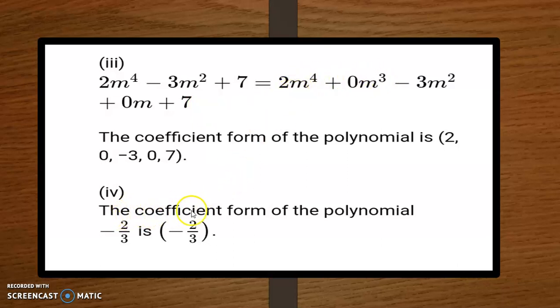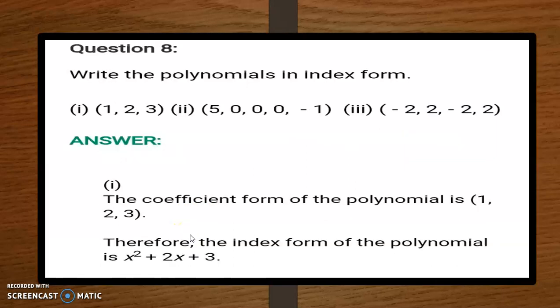Fourth one, the coefficient form of the polynomial minus 2 upon 3. This is the constant one. So its coefficient form is minus 2 upon 3.